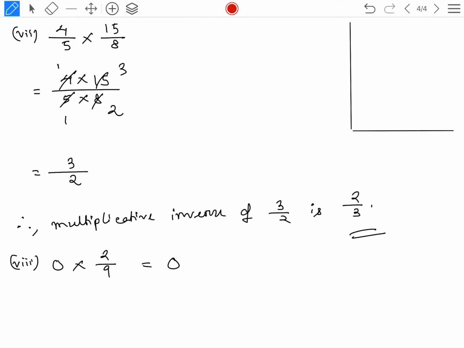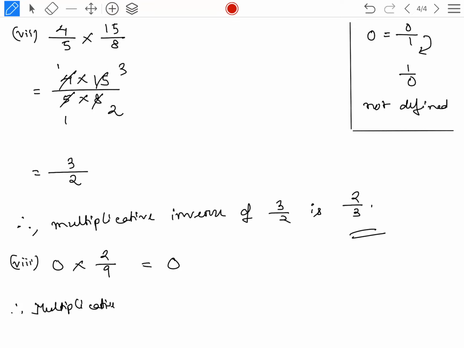Look, see, 0 means 0 by 1, yes or no? But if we write the reciprocal of 0 by 1, we have to write 1 by 0. But we know that any number, when it is divided by 0, then the answer is not defined, yes or no? So 0 into 2 by 9 is equal to 0. So what is the multiplicative inverse of 0?